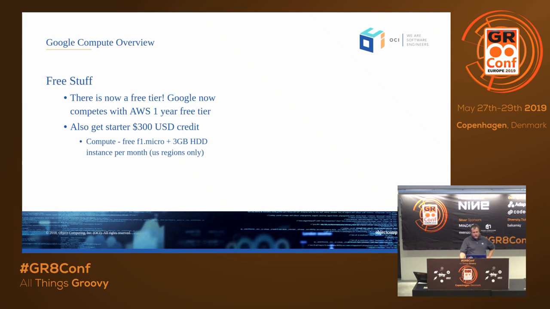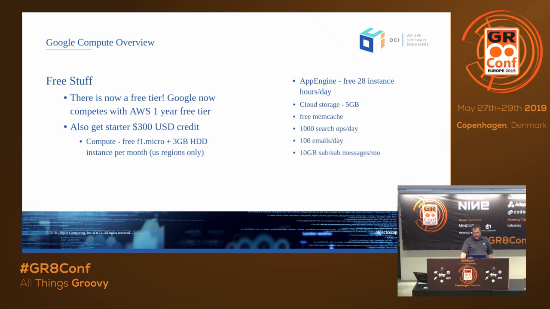The free tier, I don't think that even necessarily ends. But you can always do at least an F1 micro type of instance with 3 gigs of storage. So you can basically run one of those per month for nothing. I like free stuff. You get 28 instance hours a day in App Engine. I don't know why it's 28, because there's 24 hours in a day. But you could run another one for a couple hours. You get 5 gigs of cloud storage, free memcache. You get 1,000 search ops a day. You can send emails, like 100 of those. For PubSub messages, processing 10 gigabytes a month, pretty generous. So you could just have a PubSub app running in there for nothing. It's pretty cool. I got a link there. You can check out what else you get for free.